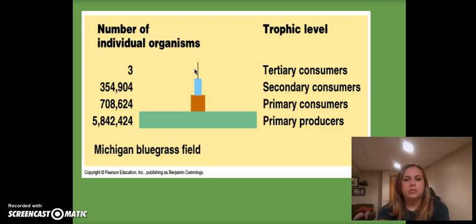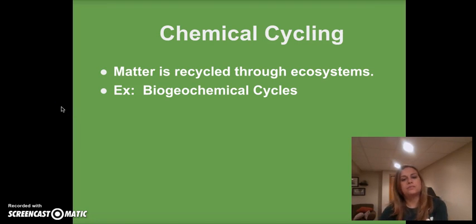One thing I want to say before we move on from this slide is I want you guys to think about how this would look if we were looking at, let's say, a forest, where instead of having 5.8 million of these tiny little grasses, the pyramid may look pretty different because you're not going to be able to fit in as many producers if they are these really big mature trees. And so the shape of this is going to change very much based on what kind of ecosystem you're looking at.